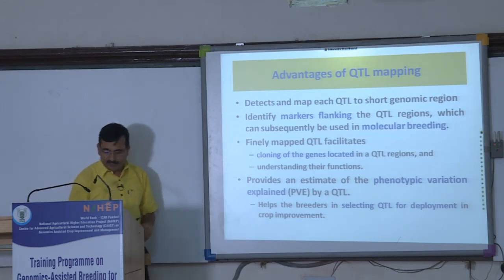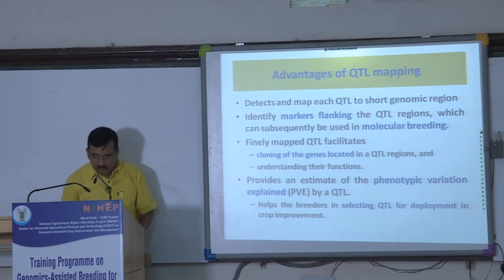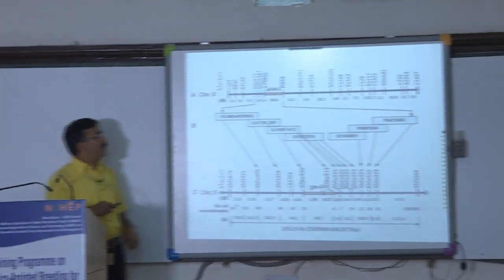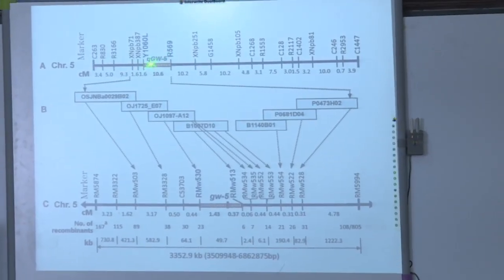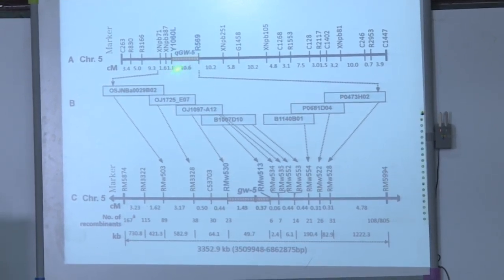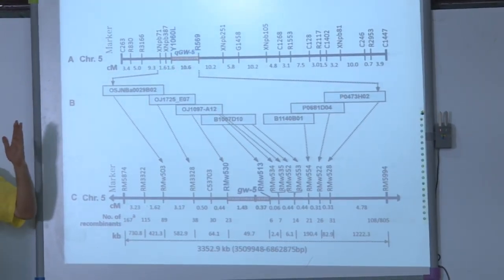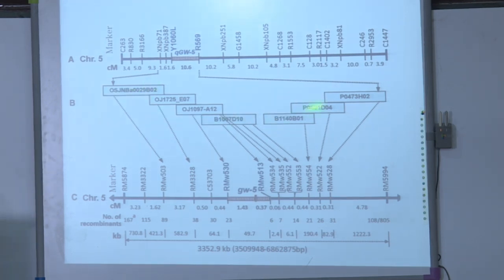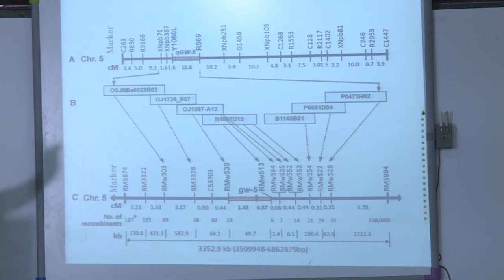I will show you one diagram here. Here you see, just an example: grain width in case of rice. It was mapped here. What is the distance? 10.6, a huge distance, right? Now what you are doing, this is your clone, when you do the physical map, right? After that you are coming very close, you are finding markers very closer to the target gene, or even, if possible, later, the target nucleotide.